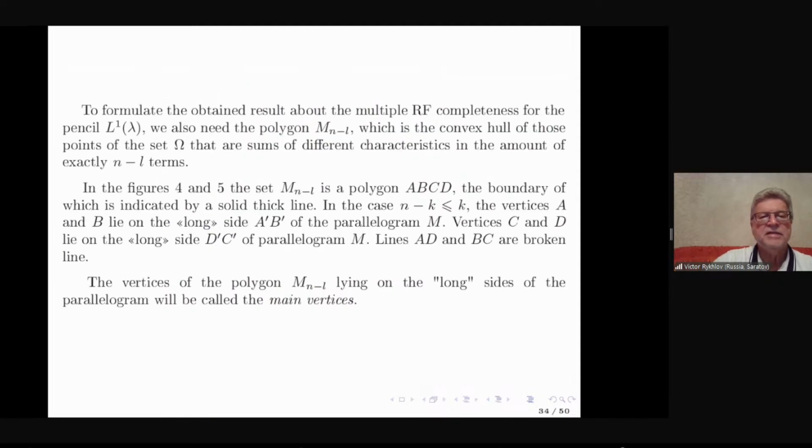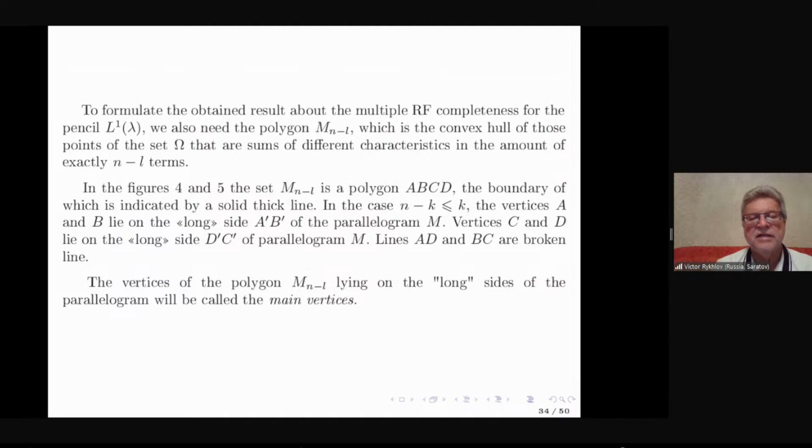To formulate the obtained results about the multiple root function completeness for the pencil L1 of lambda, we also need the polygon M n minus L, which is the convex hull of those points of the set omega that are sums of different characteristics in the amount of exactly n minus L terms. In figures 4 and 5, the set M n minus L is a polygon ABCD, the boundary of which is indicated by a solid thick line.